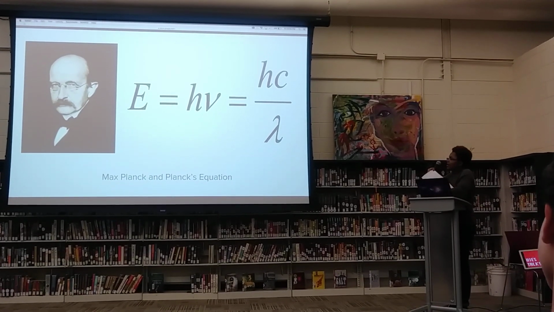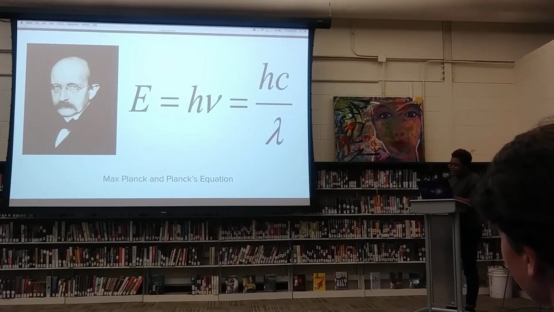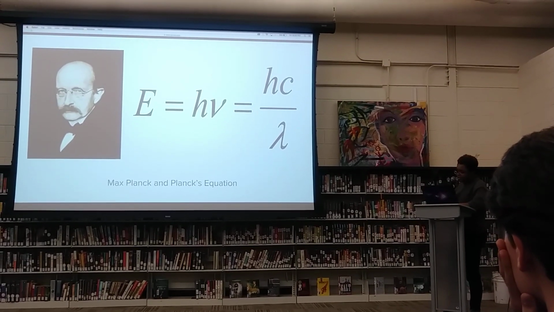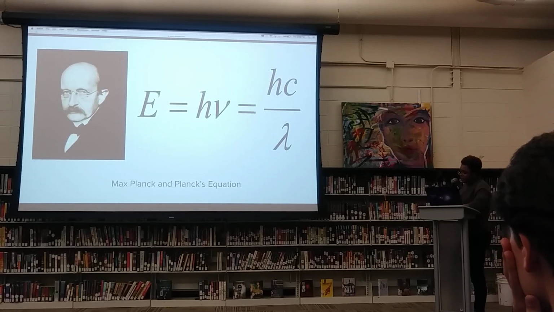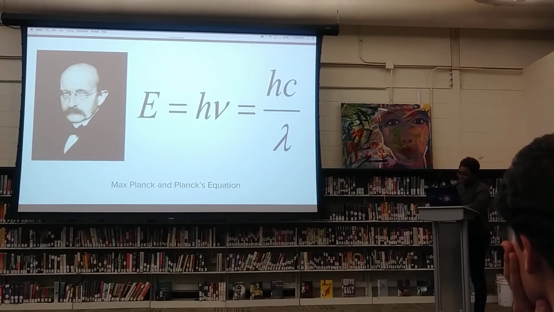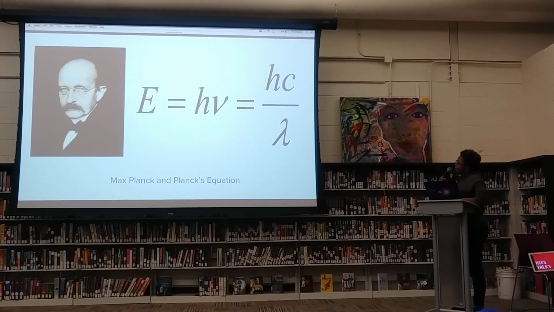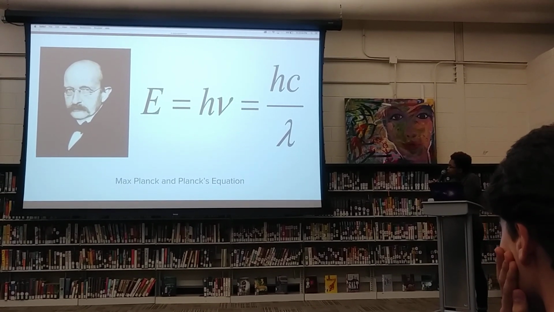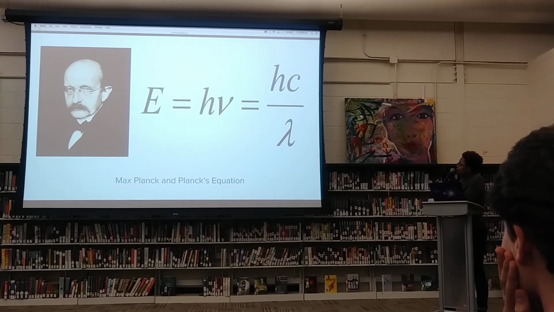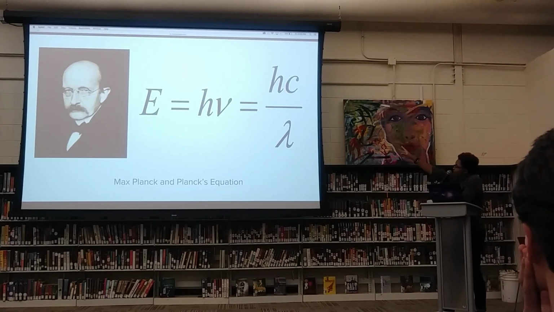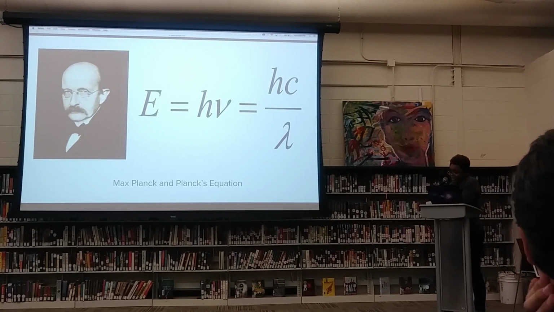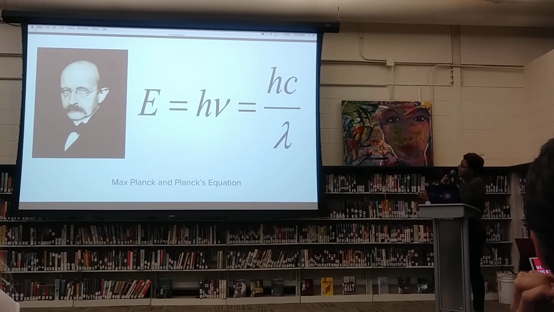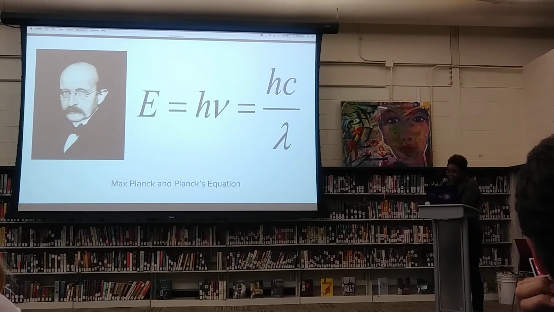Okay. So Max Planck, he's a German physicist, and to solve the ultraviolet catastrophe, he posited that energy is emitted in small bits called quanta, the size of which is given by Planck's equation. Now, if you ask me, I don't know what any of this means, but I know that it corresponds to the size of any given quanta.